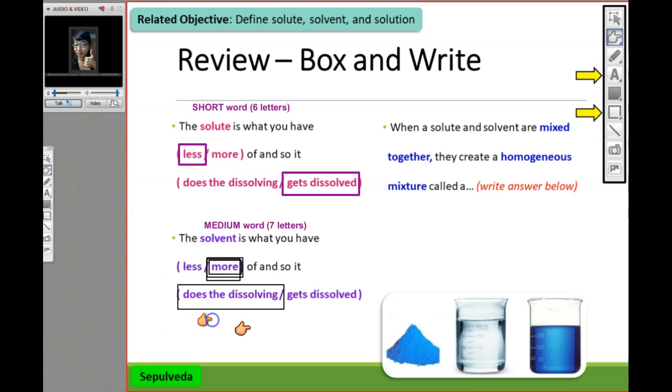Less or more? Does the dissolving? Gets dissolved. All right, perfect. Let me go ahead and pause those tools again, and let's take a look up here. Yes.